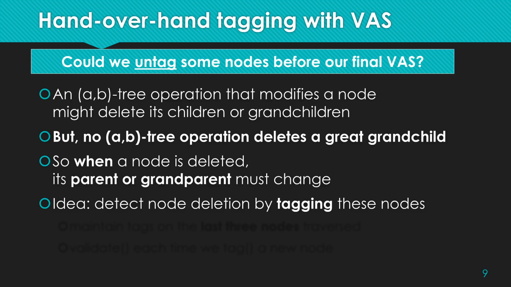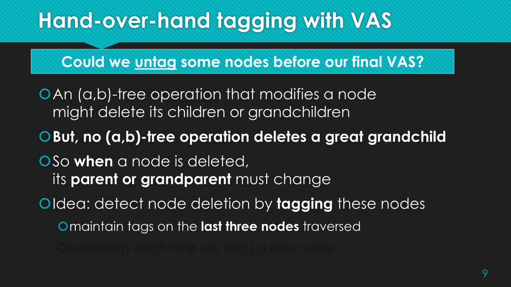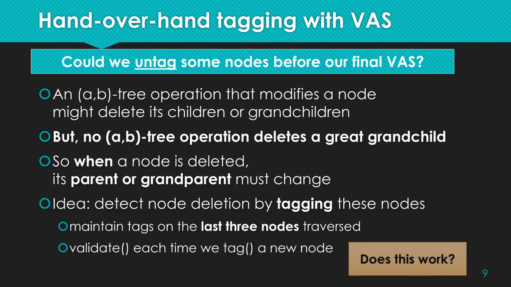Okay, so here's an idea. What if we maintain tags on the last 3 nodes that we traversed, and every time we tag a new node, we validate to make sure that the nodes that we currently have tagged are all valid, none of them have been deleted, and whenever we tag a 4th node, we untag the oldest node along the path that we've traversed, so we keep 3 nodes tagged at all times.